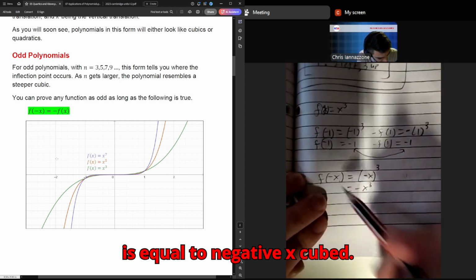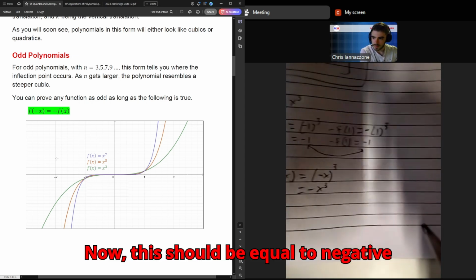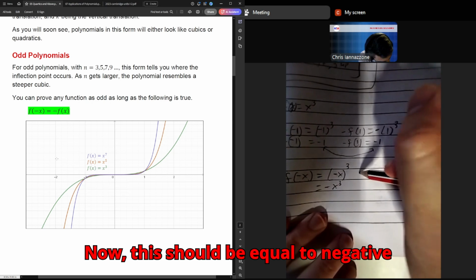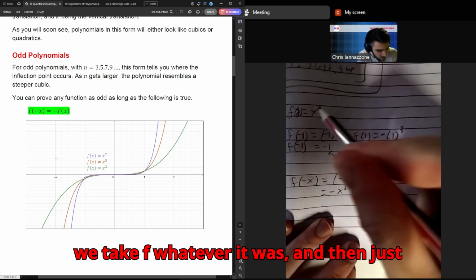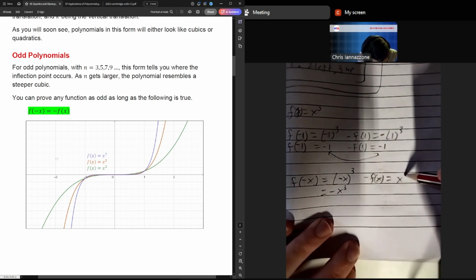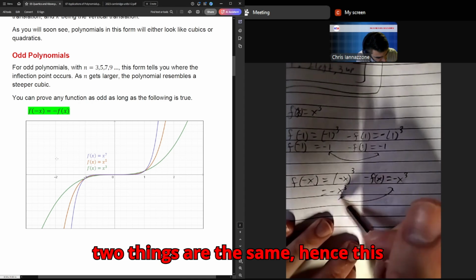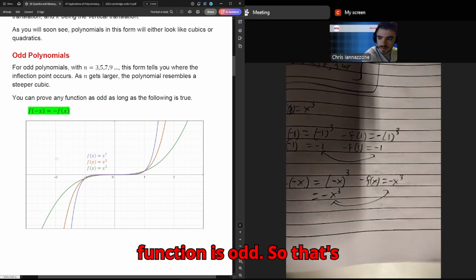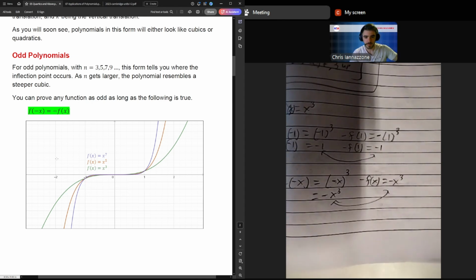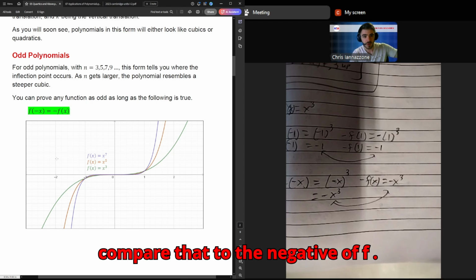So f of negative x is equal to negative x cubed. Now, this should be equal to negative f of x. What is negative f of x? Well, we take f of x, whatever it was, and then just put a negative sign out the front. These two things are the same, hence this function is odd. So that's pretty much all that's going on there. You sub in the negative x, and you compare that to the negative of f of x.